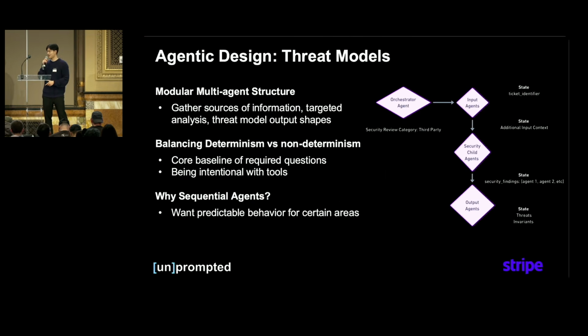And with our security agents, we try to take a very specialized, targeted approach. What I mean by that is, imagine we have a third-party security review agent. We wanted to make sure that it was specific to that category. And when we're balancing determinism versus non-determinism, we believed that there was a core baseline of required questions that was required to make any third-party security review complete.